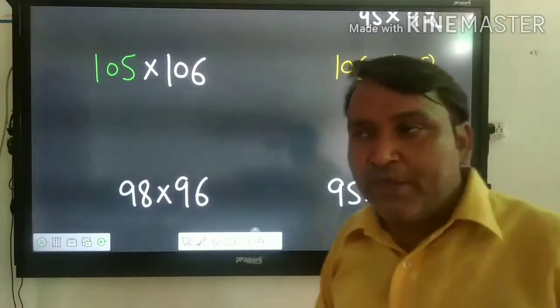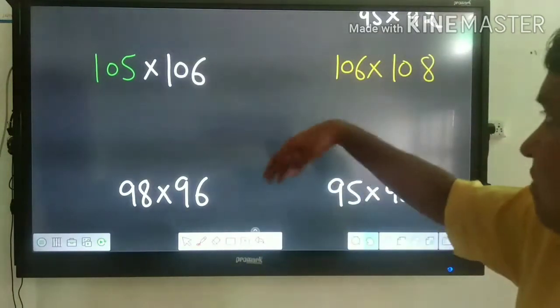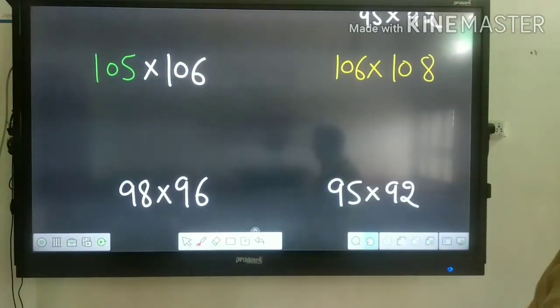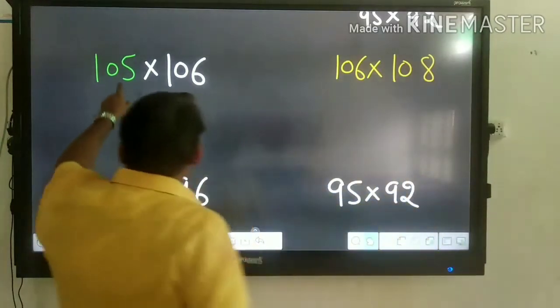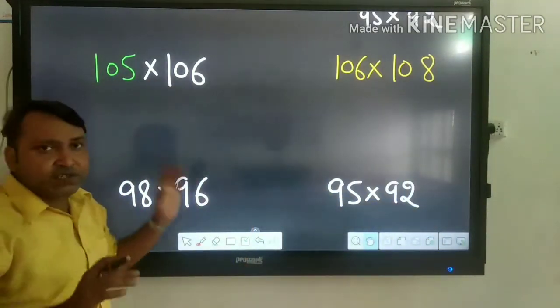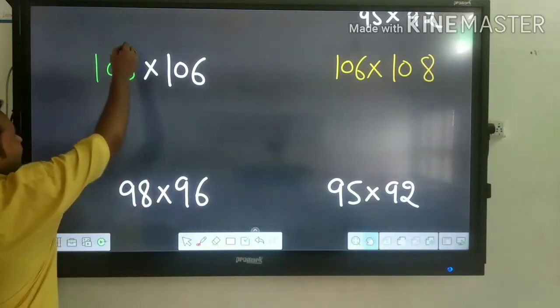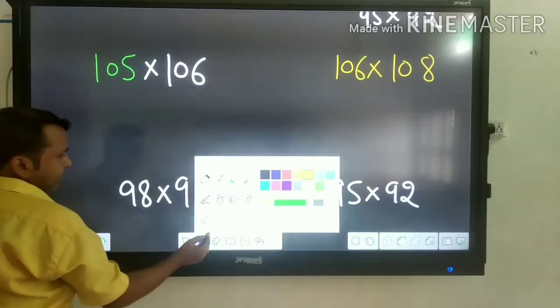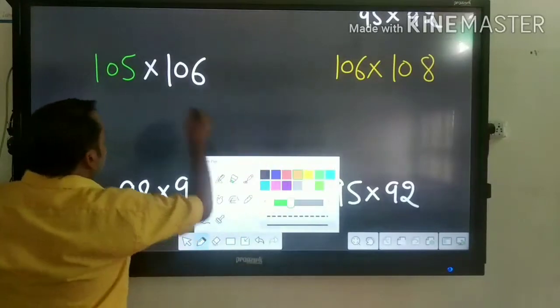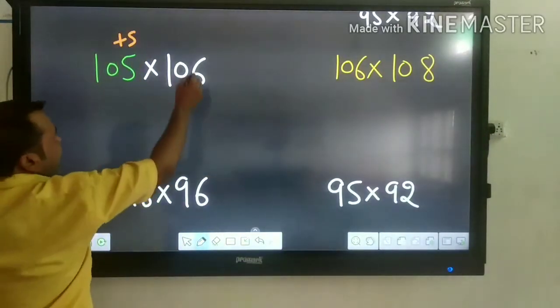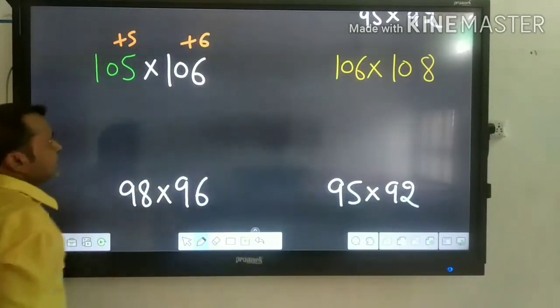Now the questions before you are of this type, where you can see both numbers are more than 100 or both numbers are less than 100. 105 and 106, you see both are more than 100. This is 105. 105 is 5 more than 100 and 106 is 6 more than 100.